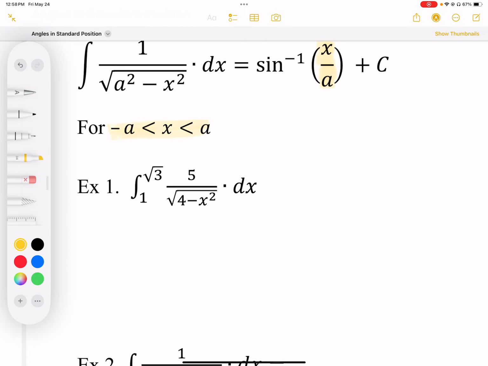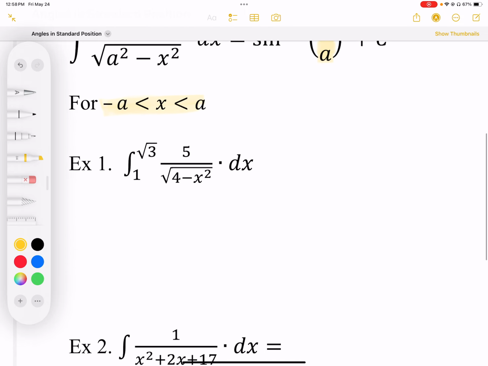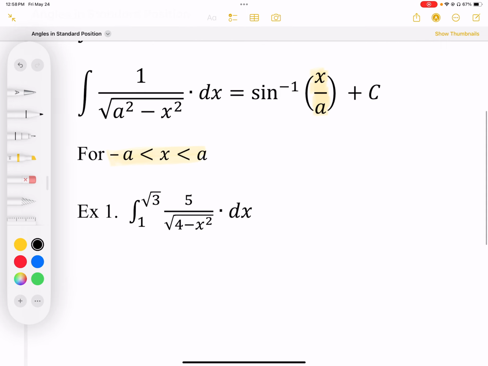Okay, so taking a look at example 1, we need to recognize that this is not a standard integral that we've known before. This is a standard integral form of the arcsine. So integrating this, we're going to use the formula. Looking at the formula here, I should recognize that 4 is a squared. So a squared is equal to 4, which makes our a value equal to 2.